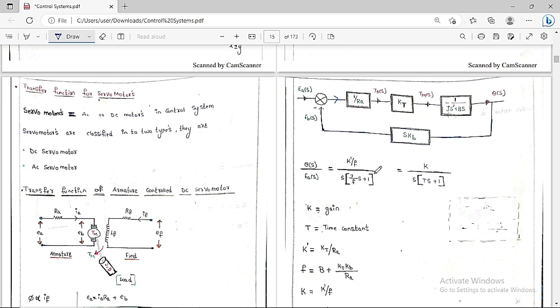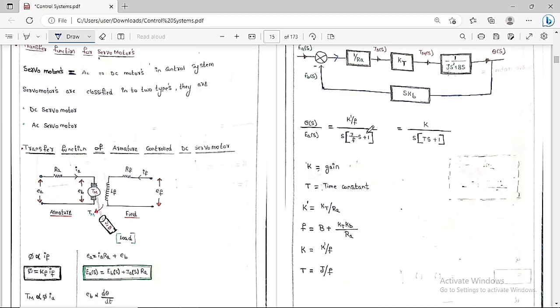Then K dash we are going to assume is equal to Kt by Ra, and the value of f is nothing but B plus Kt into Kb by Ra, and this K is nothing but K dash by f, and T is nothing but J by f. These things you always have to remember. So I have assumed K dash is equal to Kt by Ra and f is equal to B plus Kt into Kb by Ra. Then K is K dash by f and T is J by f. T is called the time constant and K is called the gain.